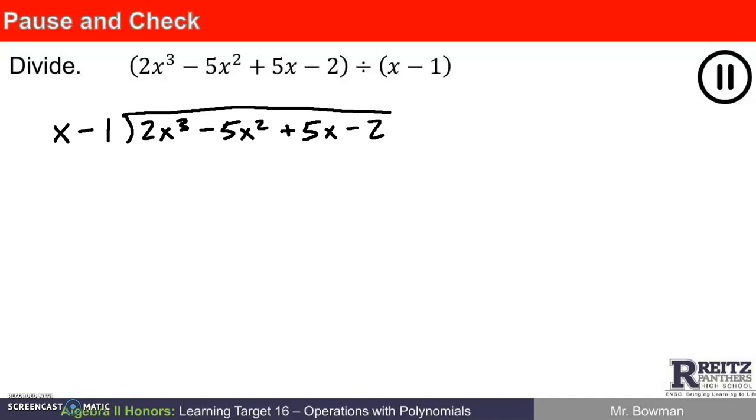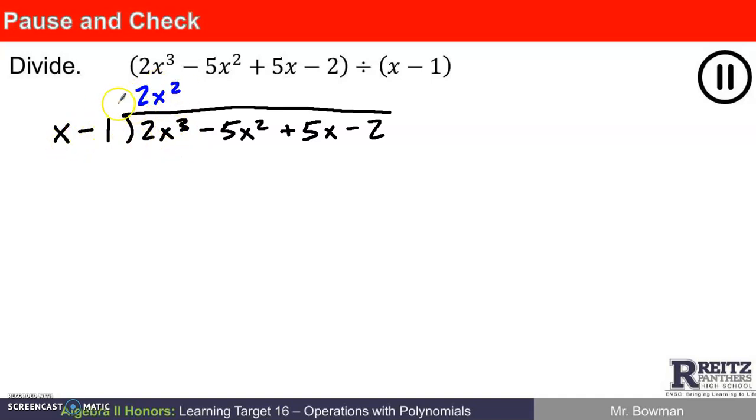Okay, here's one for you to try. You should pause the video on scratch paper or somewhere where you can work this out. You should try to find this quotient. And when you think you've got it worked out, hit play, and check it out. Let's start this in by saying, what would I need to multiply by x to get 2x cubed? Well, 2x squared makes sense, because 2x squared times x is 2x cubed.